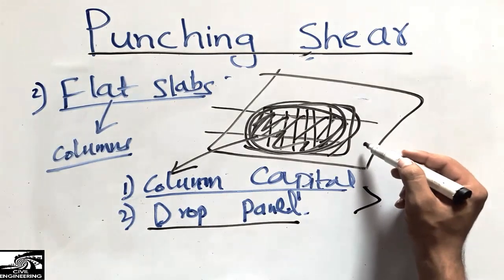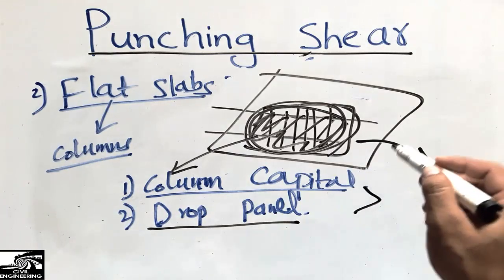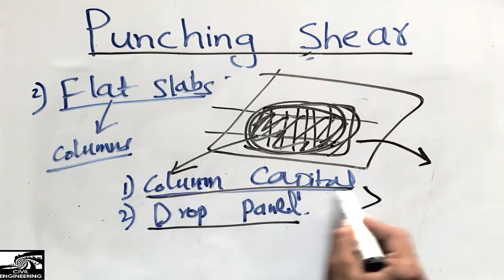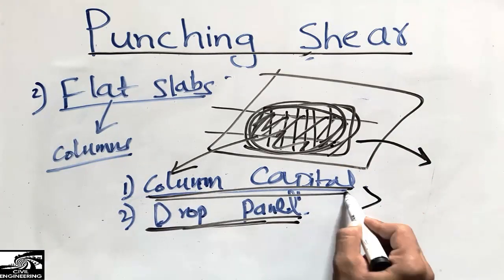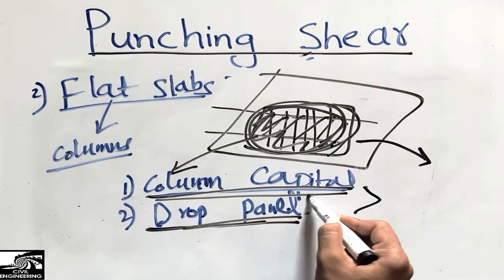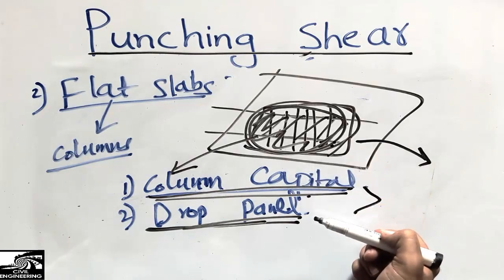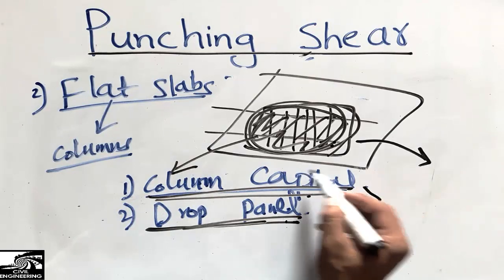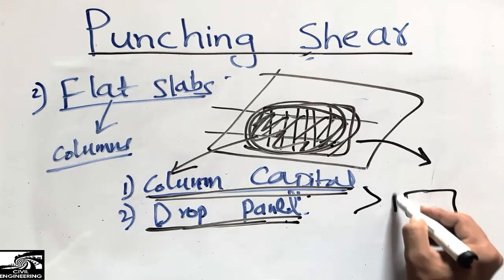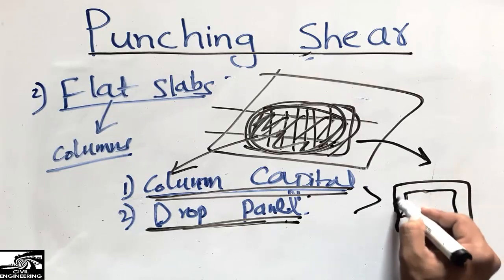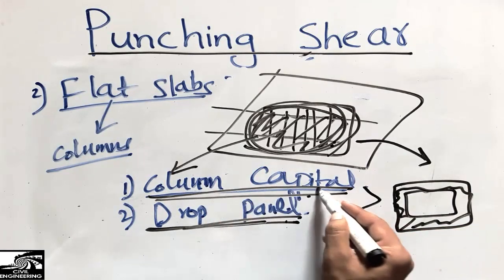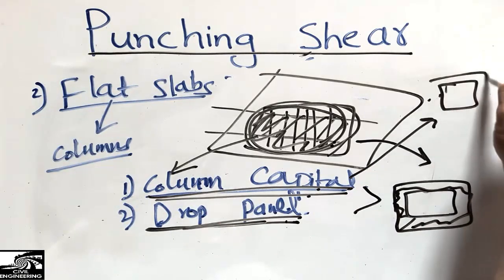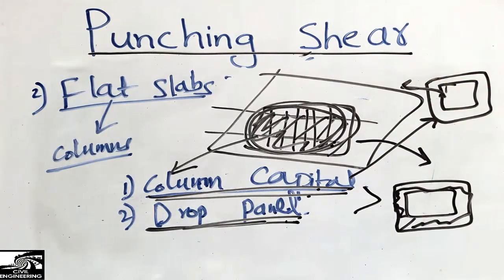Coming back to the problem, this failure should be avoided by these two things: one is the drop panel, one is the column capital. We can avoid the punching shear failure if we do the column capital or the drop panel. In the drop panel, we increase the slab depth here around the column. This is the slab depth. In the case of the column capital, we increase the column size to avoid the punching shear failure.